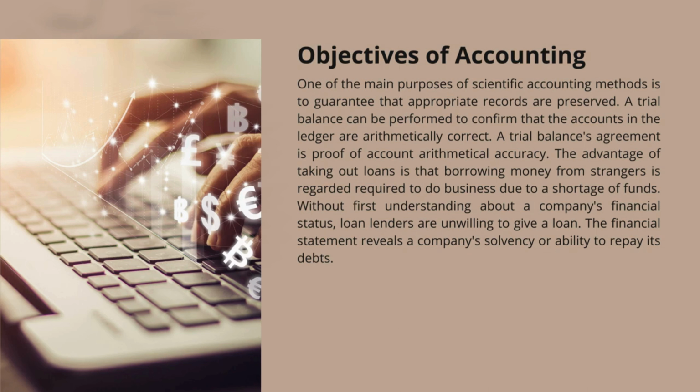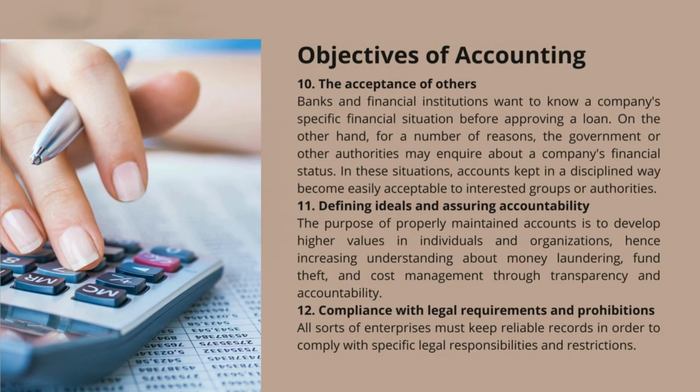The advantage of taking out loans is that borrowing money from strangers is regarded as required to do business due to a shortage of funds. Without first understanding a company's financial status, loan lenders are unwilling to give a loan. The financial statement reveals a company's solvency, or ability to repay its debts. The acceptance of others. Banks and financial institutions want to know a company's specific financial situation before approving a loan. On the other hand, for a number of reasons, the government or other authorities may inquire about a company's financial status. In these situations, accounts kept in a disciplined way become easily acceptable to interested groups or authorities.